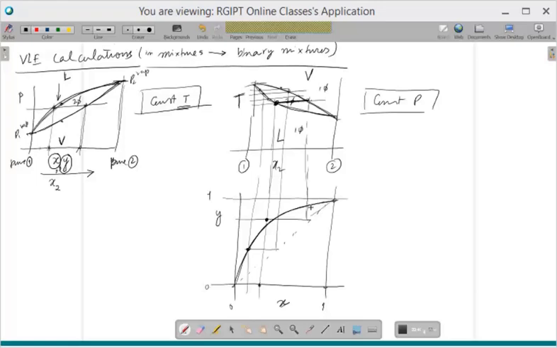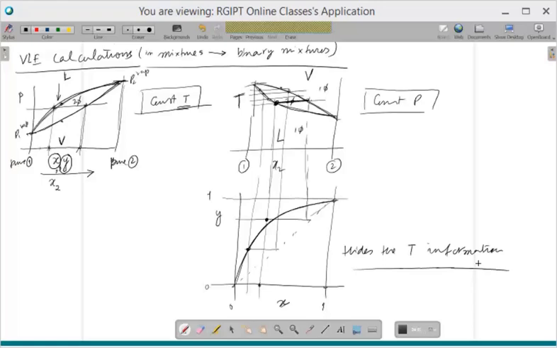The y versus x curve is actually nothing but representing the same information, but it hides the temperature dependencies. It does not tell me at what temperature this x and y will appear, or at what temperature any point falling on this curve will appear. So that way it hides the temperature information. So these are different ways of finding out the VLE curve, just revising this quickly.